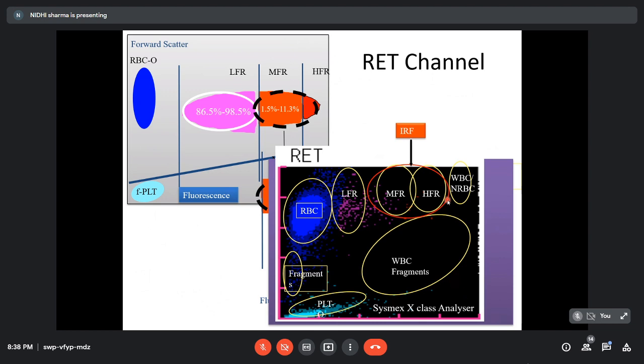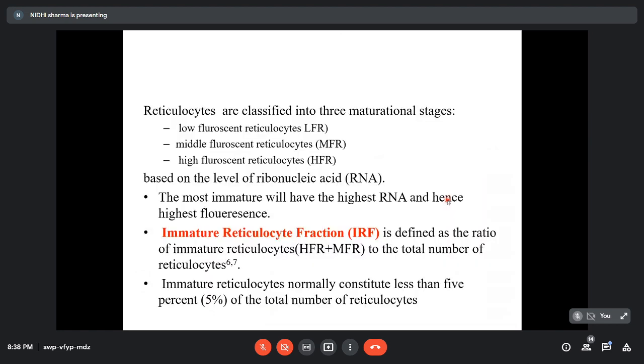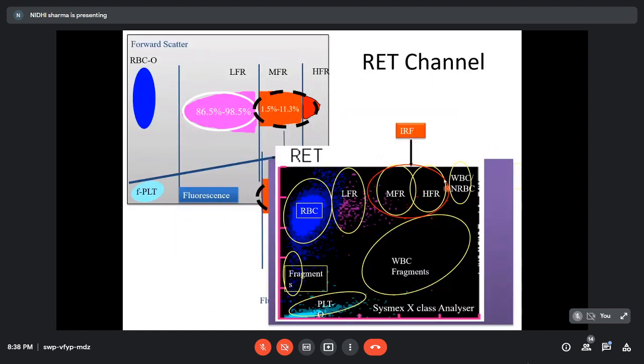There are different combinations of these which are used to calculate a parameter known as the immature reticulocyte fraction. When the sum of high and medium frequency reticulocytes is divided by the total number of reticulocytes, this is how you get your immature reticulocyte fraction. The most immature cells have the highest RNA, and therefore the highest frequency. As they lose their RNA content, they pick up less dye, and therefore their frequency on the histogram goes down.